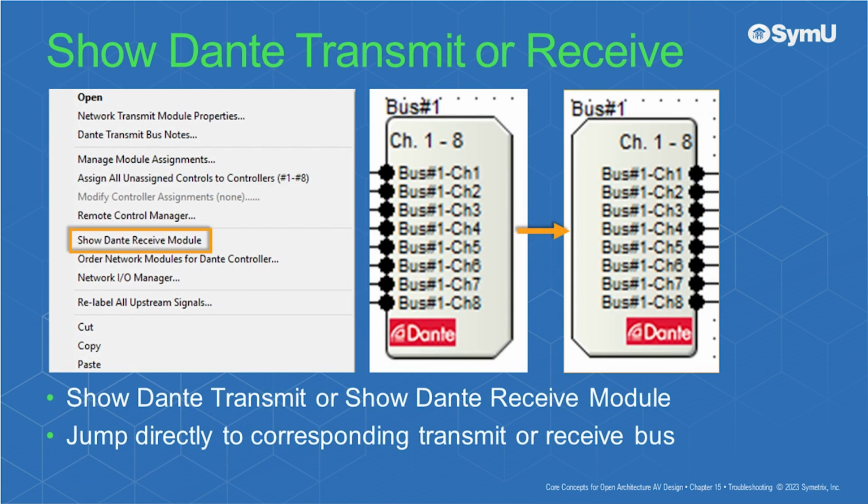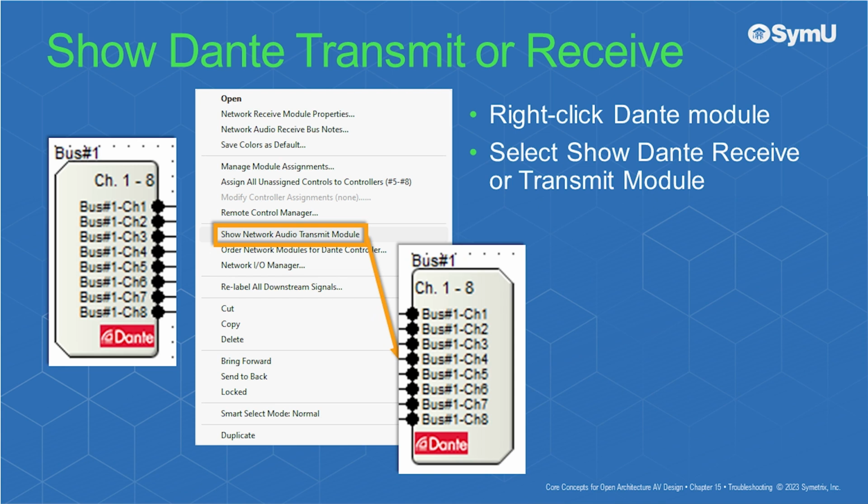The Show Dante Transmit or Show Dante Receive module in Composer makes it easy to jump directly to the corresponding transmit or receive unit in the site file. Right-click the Dante module, select Show Dante Receive or Transmit module to be taken to the corresponding unit module.